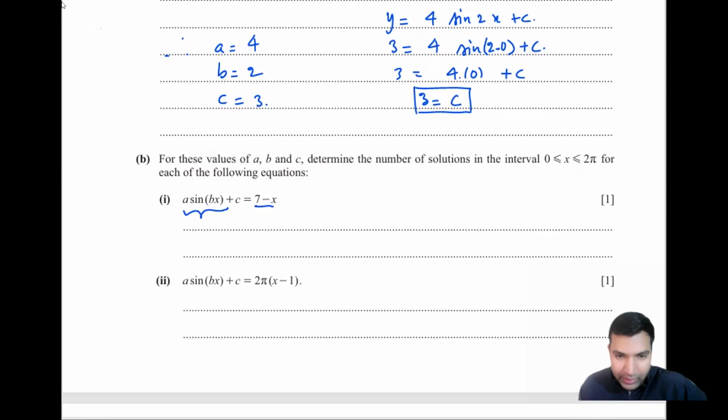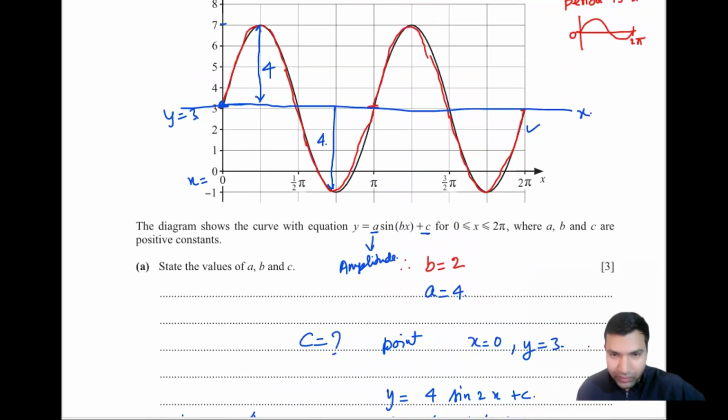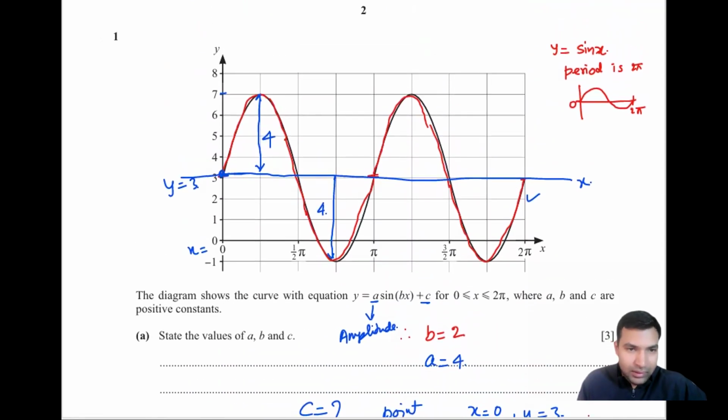Now think, can I take the RHS to be y? And it's a straight line. So y equal to 7 minus x. Okay, so I just need to draw this. I need to draw this line, 7 minus x, on the graph which is given to us over here. Okay, so let me quickly erase this.